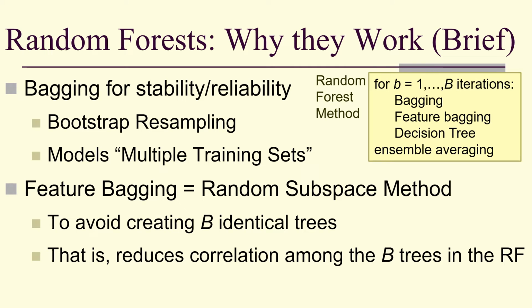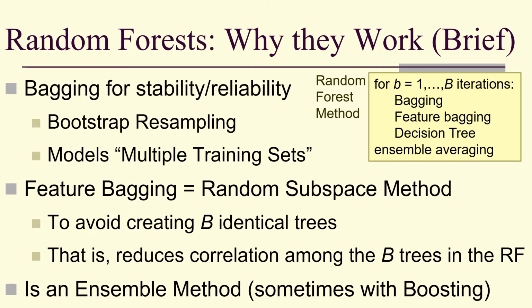Feature bagging is a random subspace method. We don't want to create B identical trees, so we want to reduce the correlation among these B trees in the random forest. And this, of course, is what's known as an ensemble method.